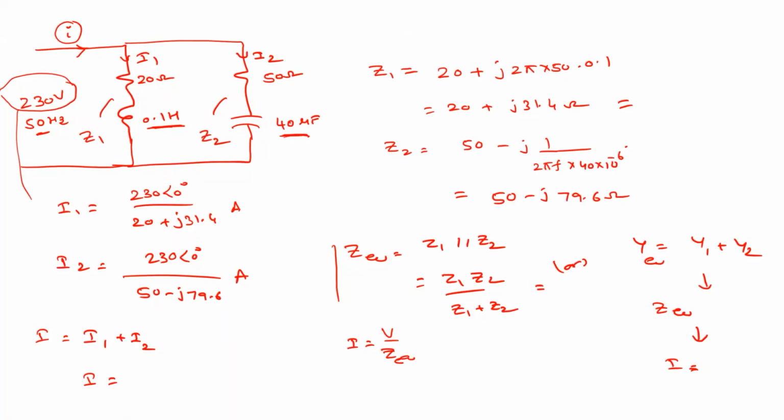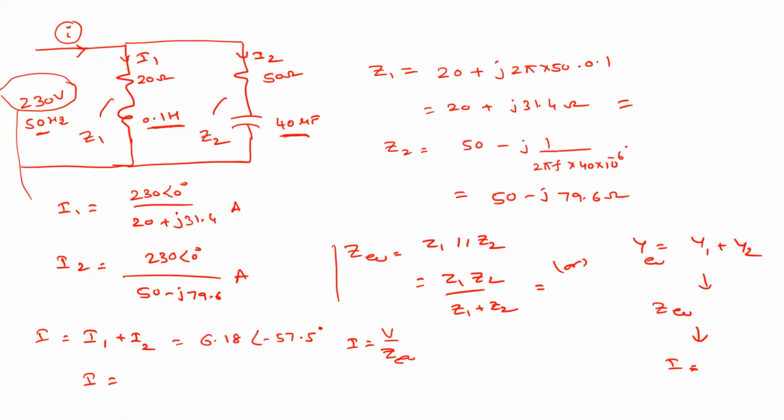What is the value of I? I1 is 6.18 at an angle of minus 57.5 degrees. No, tell me the overall I value. What is I1? You got 6.18 at an angle of minus 57.5 degrees. I think this is correct.